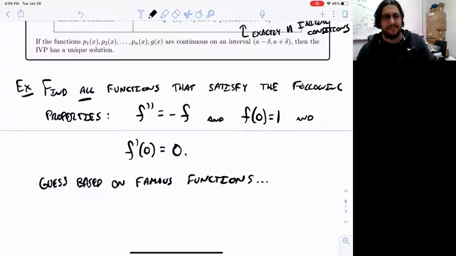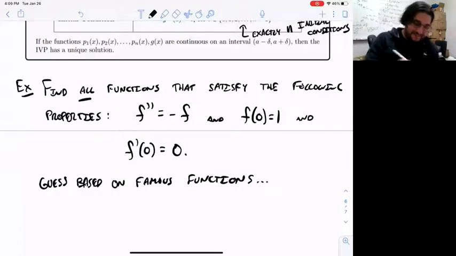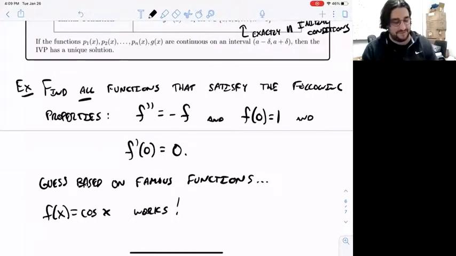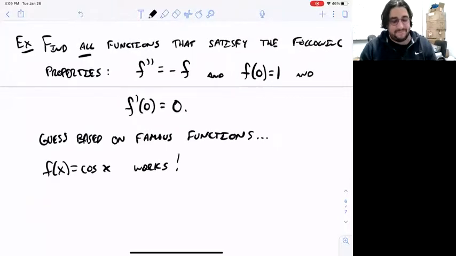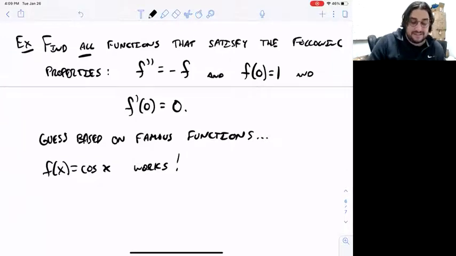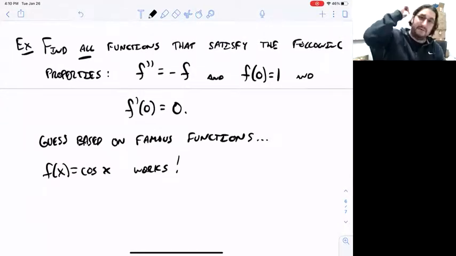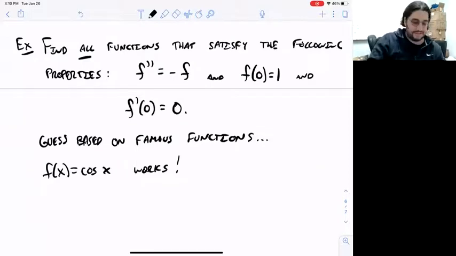Now, how about these initial conditions? I want the original function to be 1 at 0. I want the first derivative to be 0 at 0. Oh, well, that's just cosine. So f of x equals cosine of x works. We were able to just intuit a solution here. Cosine of 0 is 1, and cosine prime would be negative sine, but negative sine of 0 is 0. So that satisfies all of those. So I found one solution by just poking around because the situation was fairly simple.